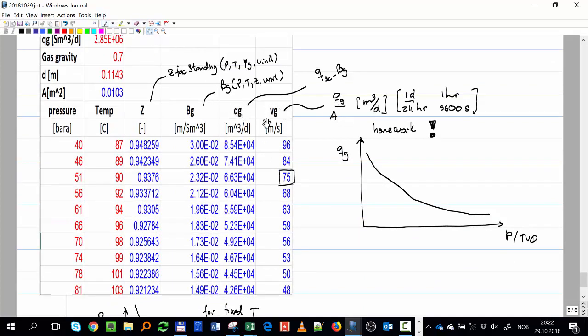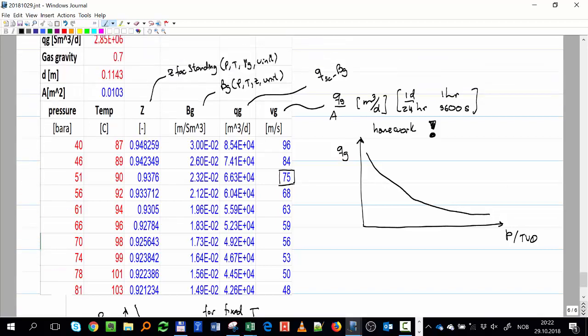You have to take the velocity, which is the local flow rate divided by the area. Okay, and then you have to change the units. So you have to divide by 24 and you have to divide by 3600. Okay?